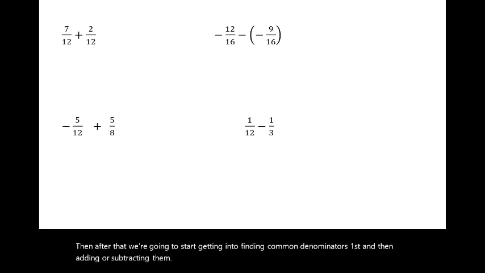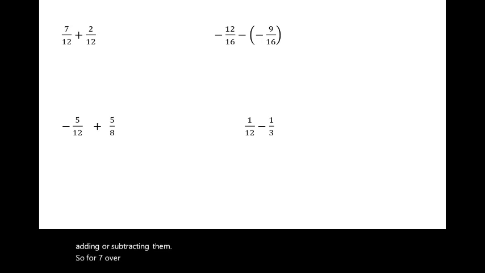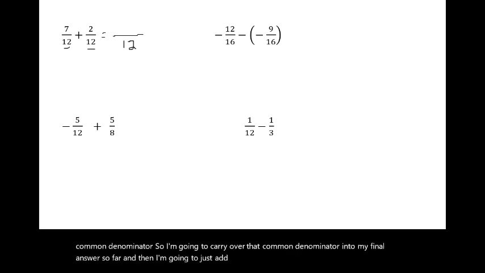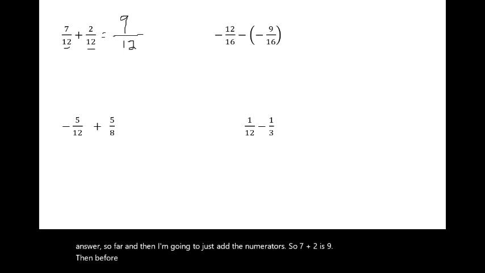So for 7 over 12 plus 2 over 12, the denominators are already the same. So they already have a common denominator. I'm going to carry over that common denominator into my final answer so far. And then I'm going to just add the numerators. So 7 plus 2 is 9. Then before you call it done, you need to make sure that the fraction is reduced to lowest terms.